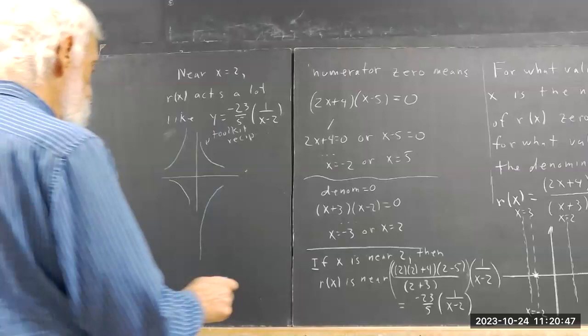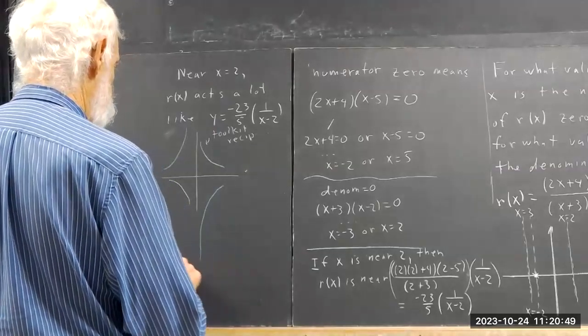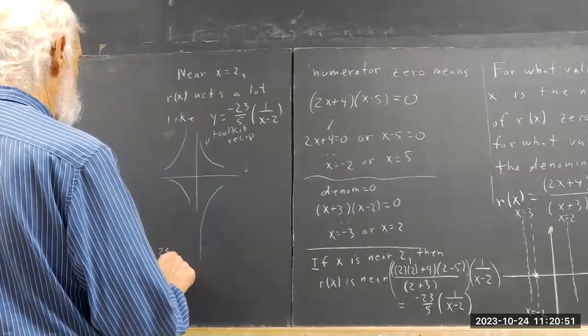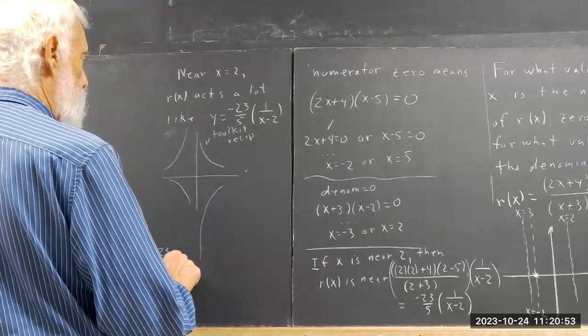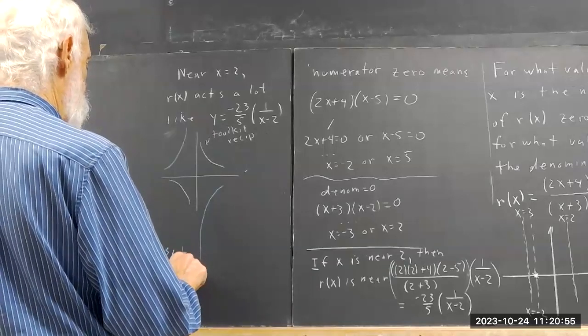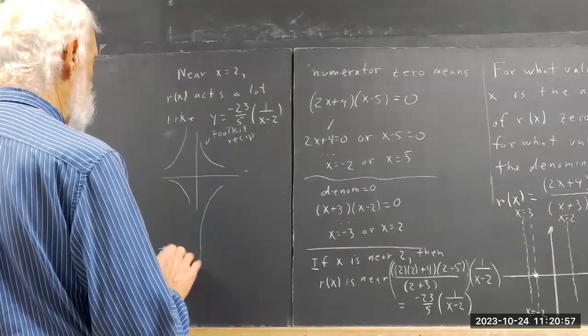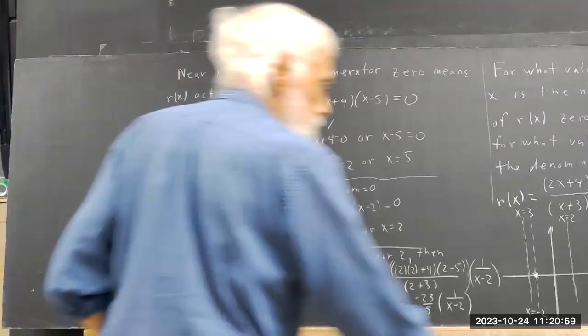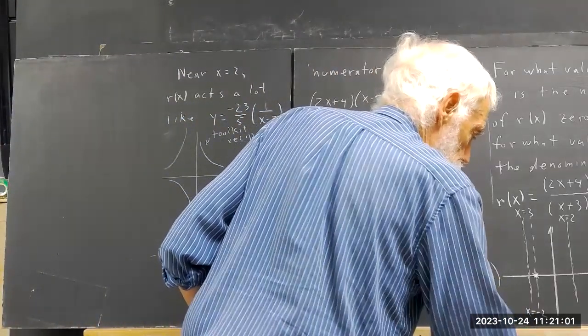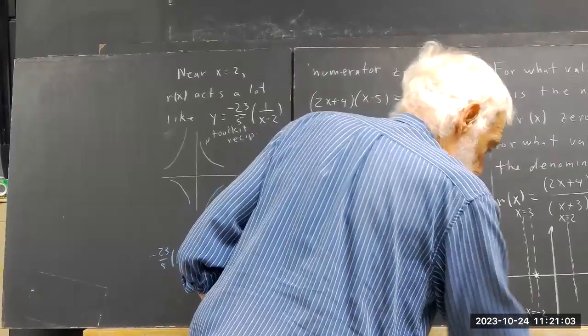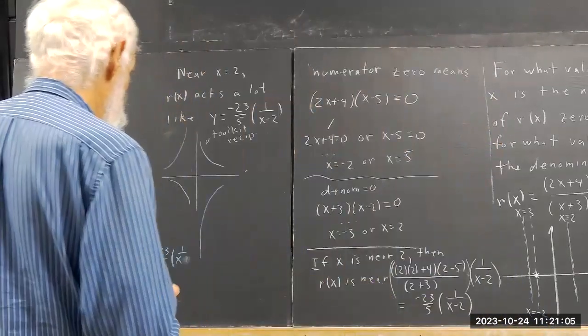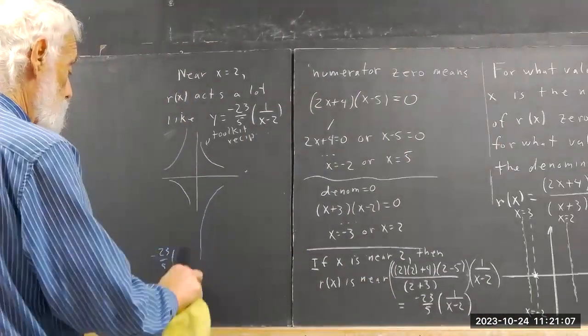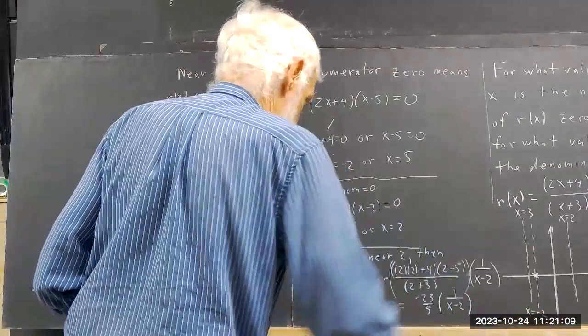Okay, so this is like -23/5 times 1 over x. Almost wrote 1 over x minus 2. Actually, I started to write it, so I've got to admit it. Clear that off. See if I can get it right.